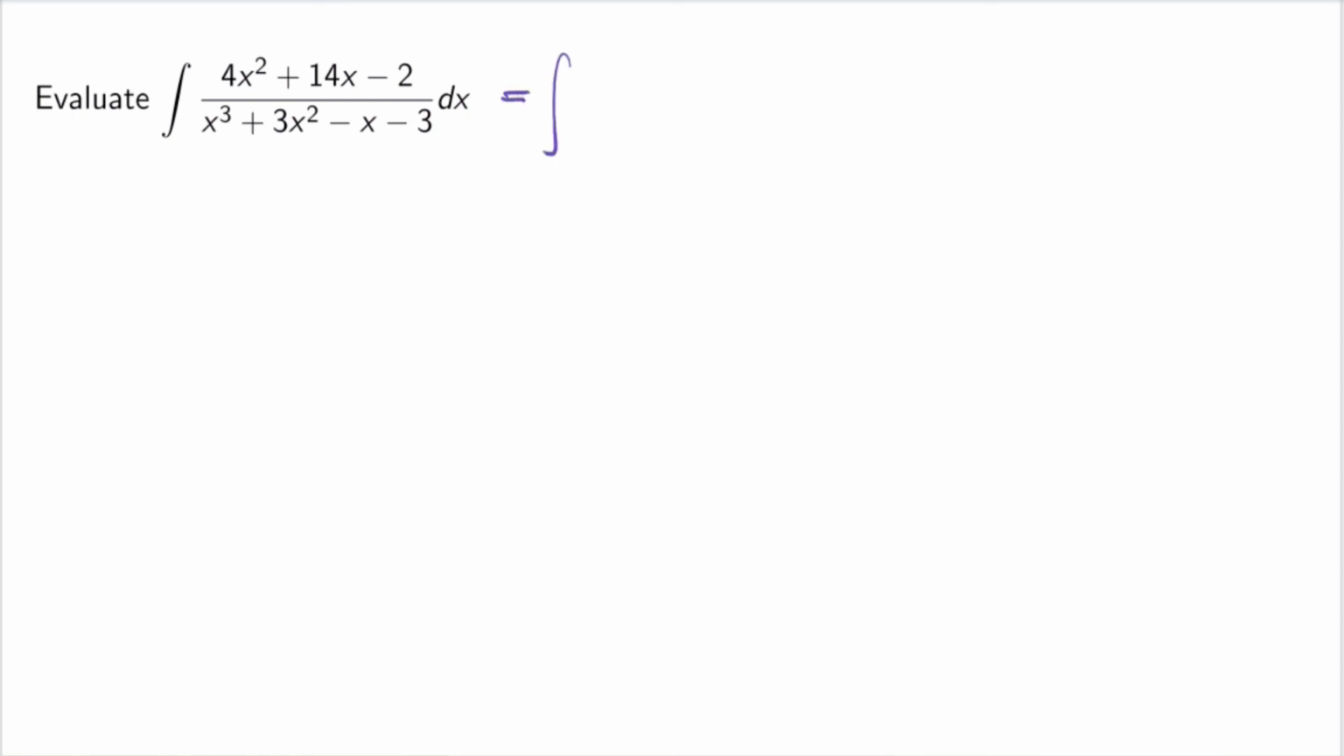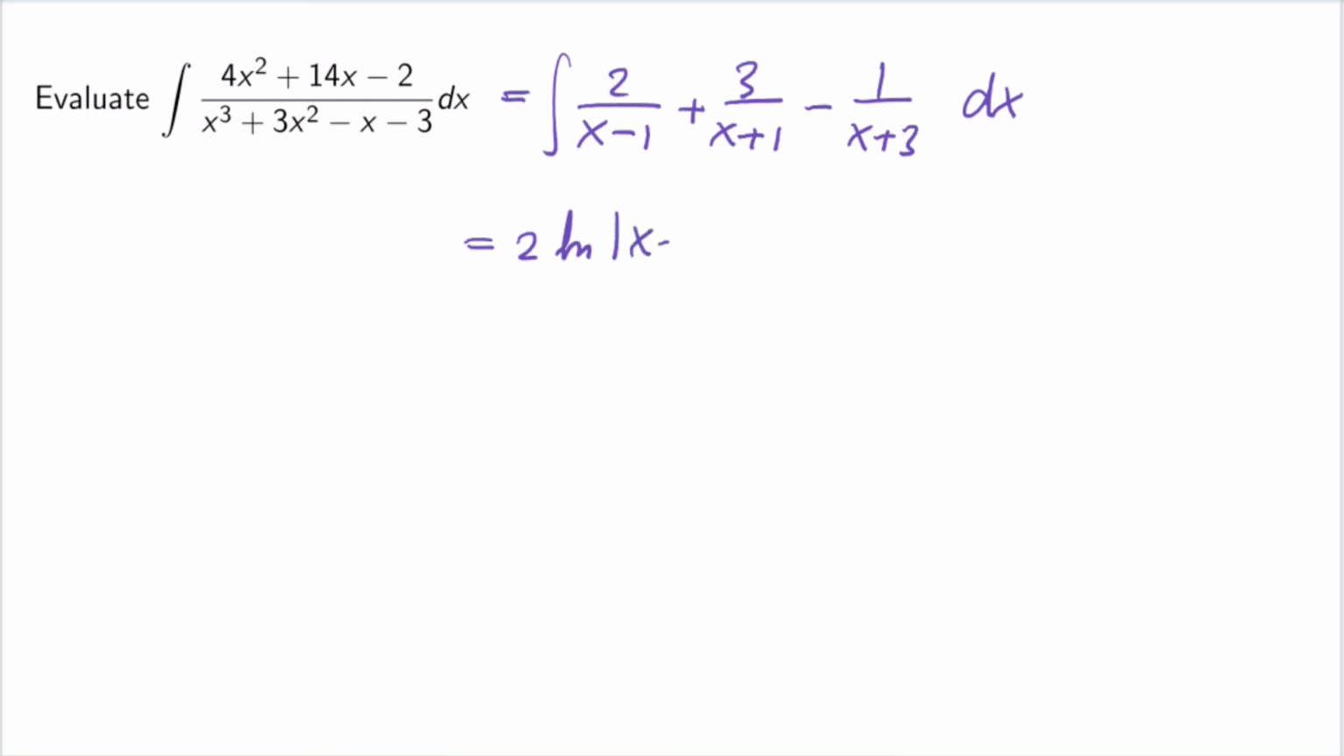This is rather easy. So we have 2 divided by x minus 1 plus 3 divided by x plus 1 minus 1 divided by x plus 3, all dx. So we do our loggy thing: 2 log of absolute value x minus 1 plus 3 log of absolute value x plus 1 minus log of absolute value x plus 3. And I always have a constant in my pocket. If I need it, I take it out. So, plus the constant. There we go.